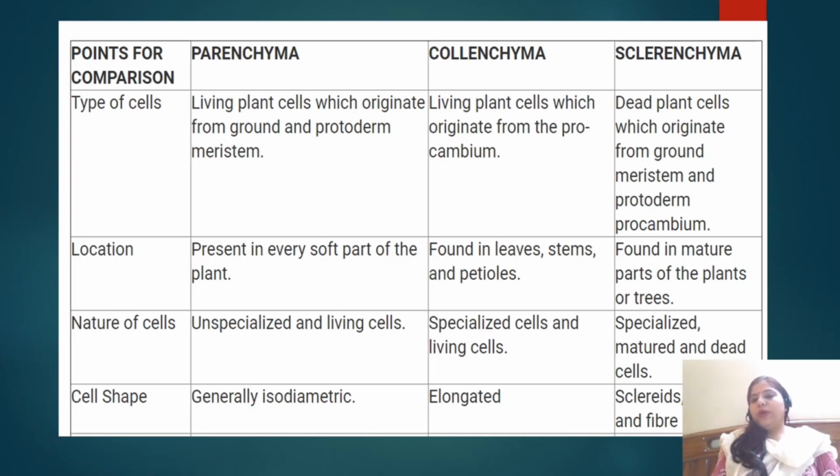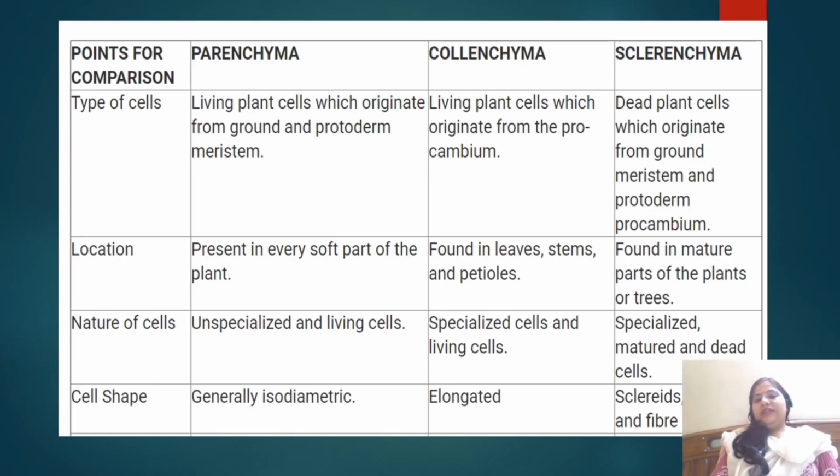Collenchyma are found in the leaves, stems and the petioles of the leaf, and they are slightly flexible. So wherever flexibility is required in the plant, the collenchyma tissue will be there. Sclerenchyma is basically dead tissue, and it provides strength to the plant. Therefore it is found in mature parts of the plant or tree.